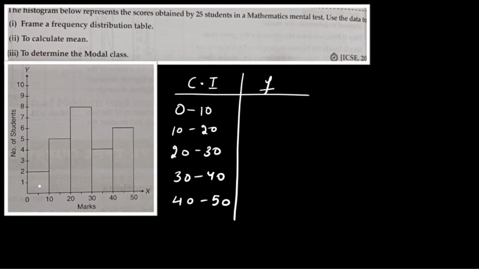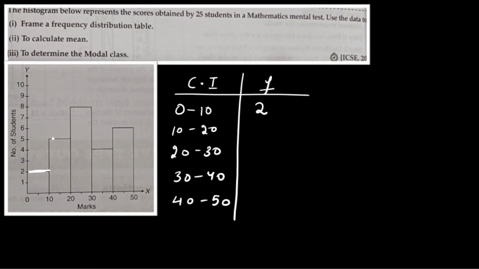It's very easy. You just have to see the bars and write the class interval. The first one is 0 to 10, so the class intervals will be 0 to 10, then 10 to 20, 20 to 30, 30 to 40, and 40 to 50. Corresponding to each class interval, you have to see the bar. If you see the first one, this is at 2.